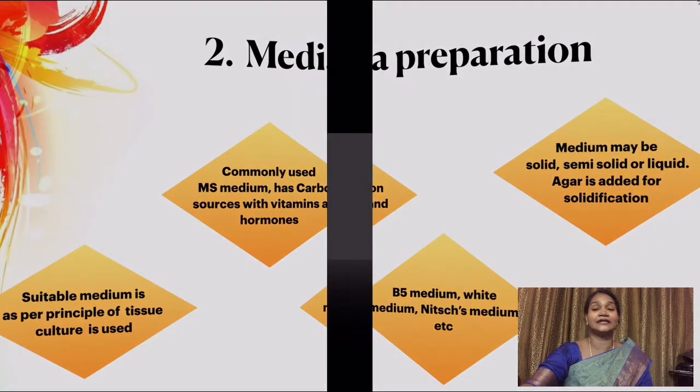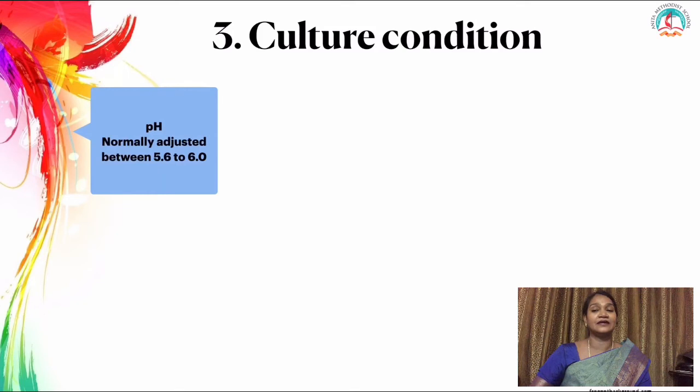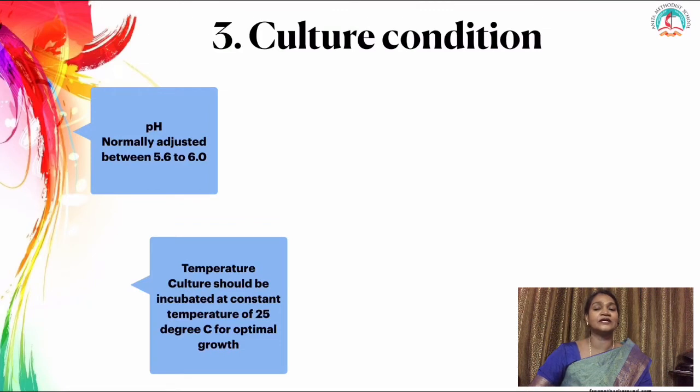The third technique is culture condition. While breeding plants, there should be a perfect culture condition for plant tissue culture. First one is the pH, the amount of hydrogen ions, normally adjusted between 5.6 and 6. Temperature: cultures should be incubated at a constant temperature of about 25 plus or minus for optimal growth. Humidity: the culture requires 50 to 60% relative humidity.